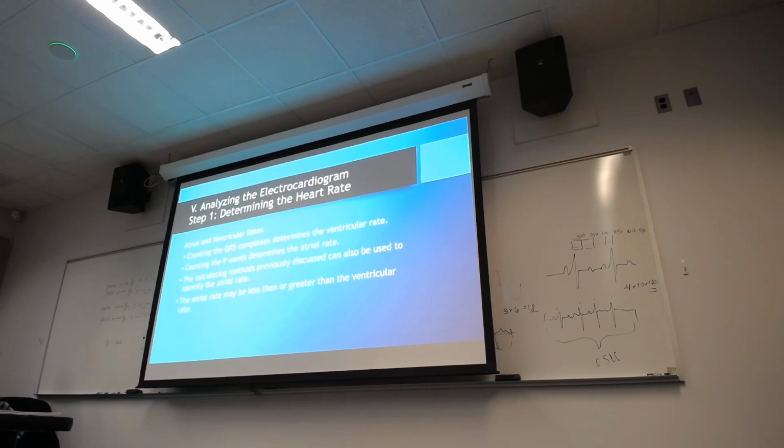So if you're looking at the steps to reading an EKG, what's the first thing that you're going to look at? Counting QRS complexes. Rates. Or counting your QRS complexes, which gives you your rate. What's the next thing that you're going to look at? P waves, or more broadly.